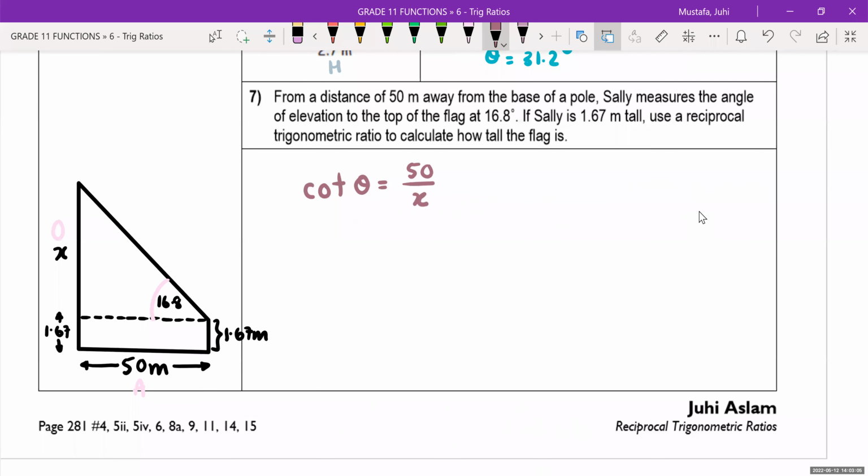Tangent to tan. So it's going to be tan theta is equal to X over 50. And then, oh, sorry, I know what tan is, right? Yeah, we know what the angle is. So I'm going to just go ahead and put that in. Tan of 16.8 is going to be X over 50. And then to solve for X, it's going to be tan 16.8 times 50.